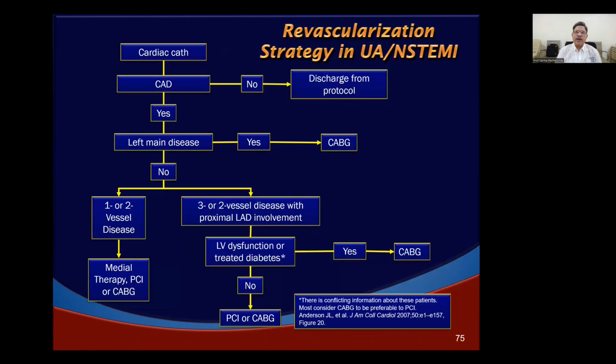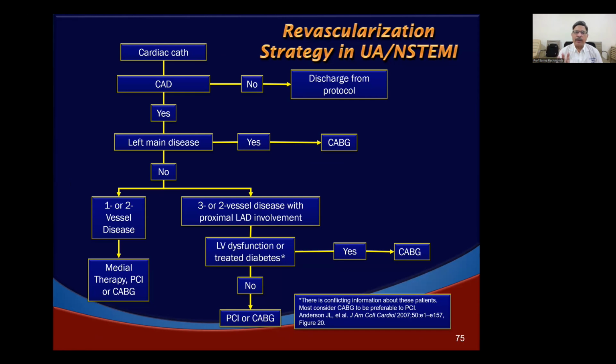Now, revascularization strategy, what should I do? Cardiac cath lab we have taken. We wanted to look for CAD. If there is no CAD, discharge from the protocol. Cath lab said there is no significant stenosis. That means he is not in the revascularization strategy. No, CAD is there, more than 75% stenosis in one or more vessels. Is it left main disease? If it is left main disease, yes, CABG is the answer.